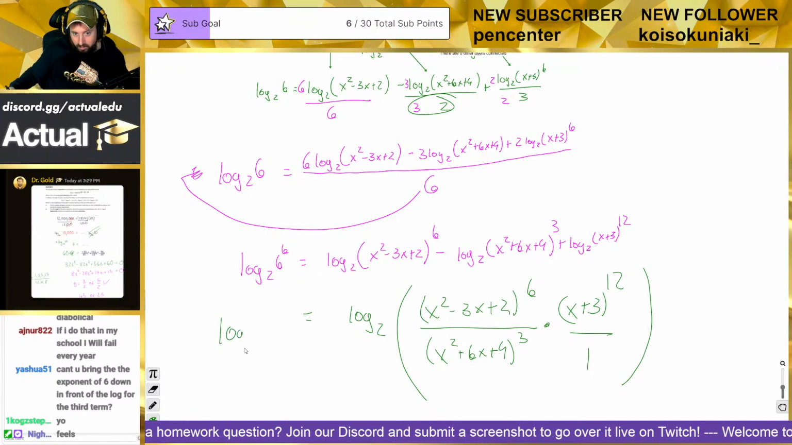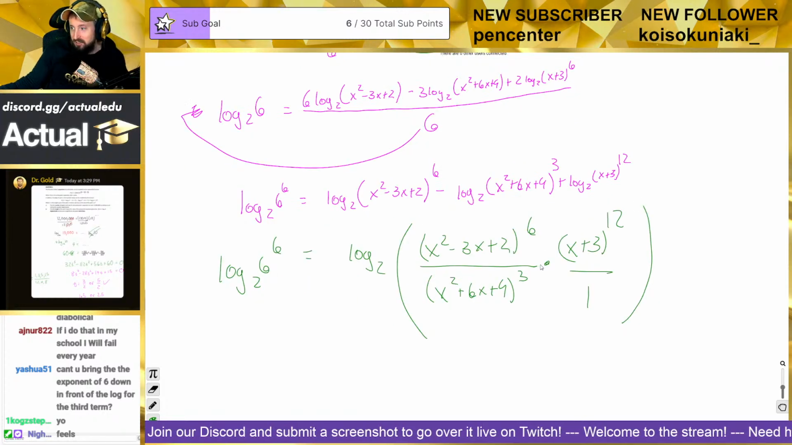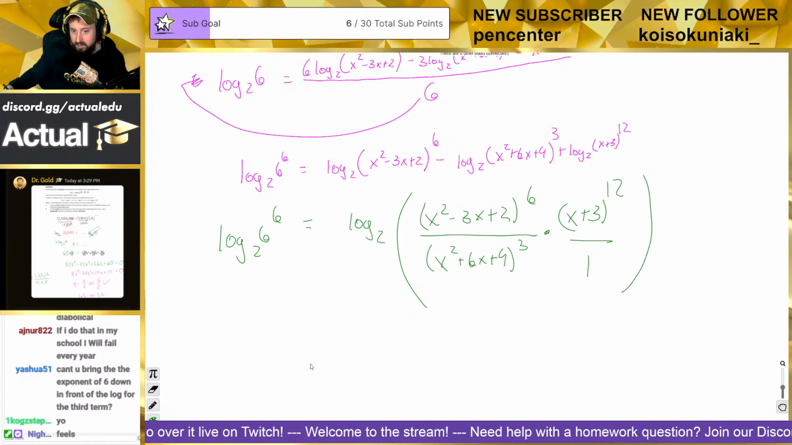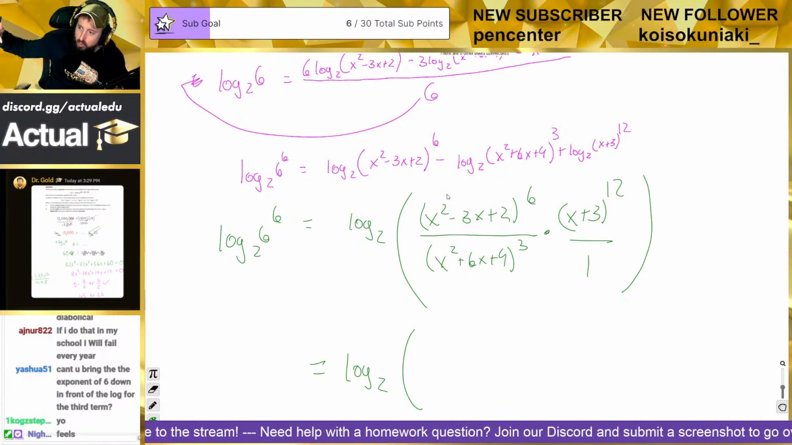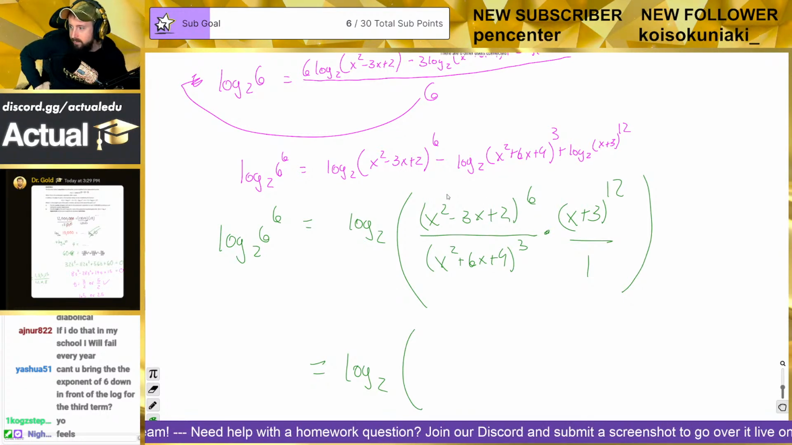I know this is a doozy, but this is fun. I think this is fun because I know these are pretty simple things to factor, and we're probably going to get a bunch of stuff canceling each other. So this is going to be log base 2, and x squared minus 3x plus 2 can be broken up into what?